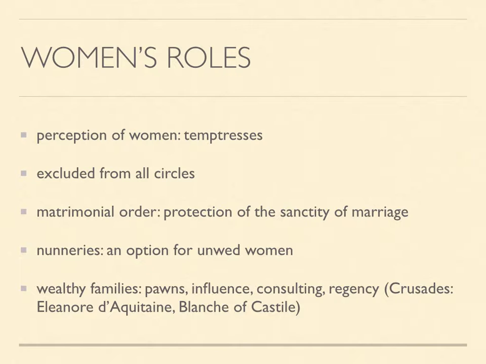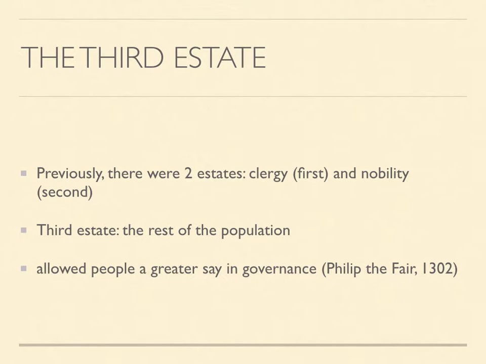So this is what was called the Third Estate. So the Third Estate, like I said, before there were two estates, the clergy, which was the first order, and the nobility, which was the second order. Third estate is the rest of the population, and they are now allowed a greater say in governance. And this came about under Philip the Fair, who wanted to consult others and wanted to hear other people's ideas and other people's perspective and take things into account and not just make decisions based on what he and a small group of people around him thought.